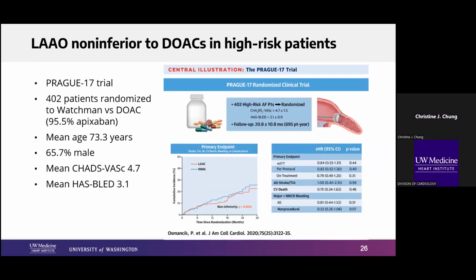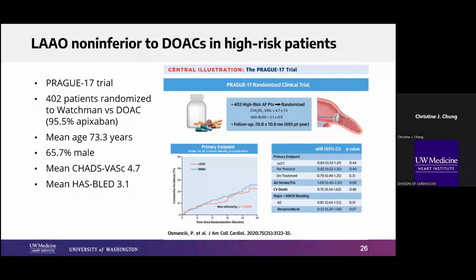So what evidence do we have right now directly comparing Watchman to current generation blood thinners? So this is the only randomized trial that we have so far. It's about 400 patients, so it's small. But this was the PROTECT-17 trial looking at high-risk AFib patients. You can see the mean CHADS-VASc score in this group is almost 5, and the HAS-BLED score is over 3. So patients at high risk for both stroke and bleeding.